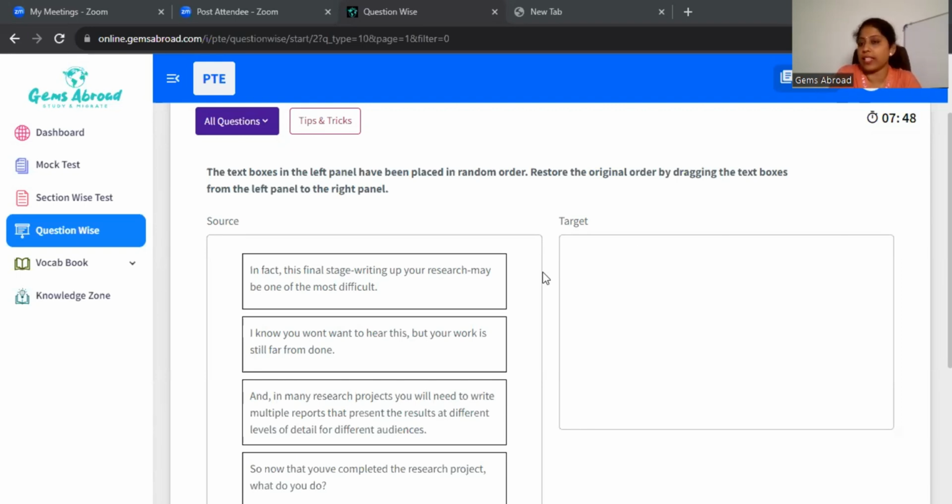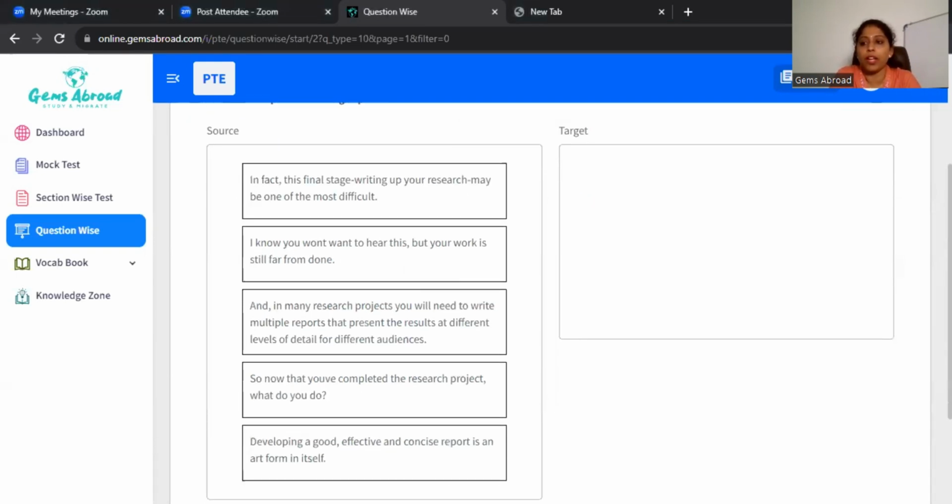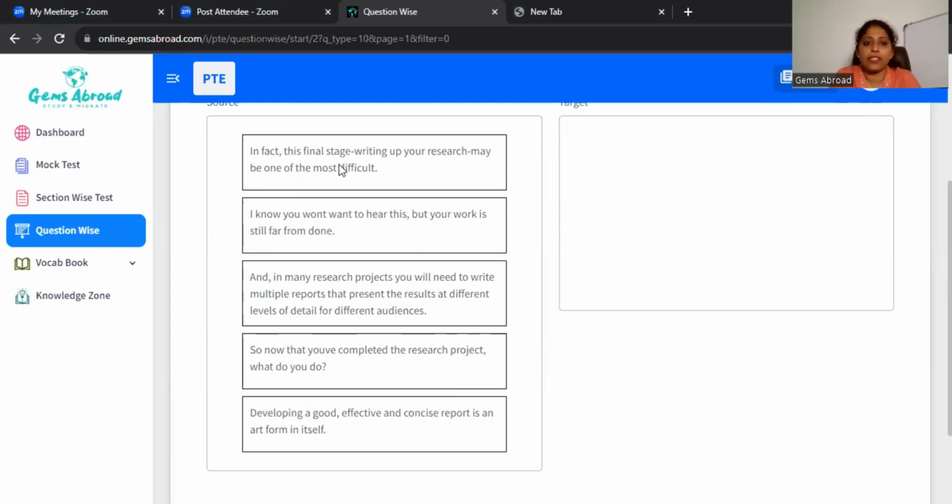Again, let's think of an example. Yes, you can see. In fact, this final stage, writing up research, may be one of the most difficult. I know you won't want to hear this, but your work is still far from done. And in many research projects, you will need to write multiple reports that present the results at different levels of detail for different audiences. So now that you have completed the research project, so what do you do?